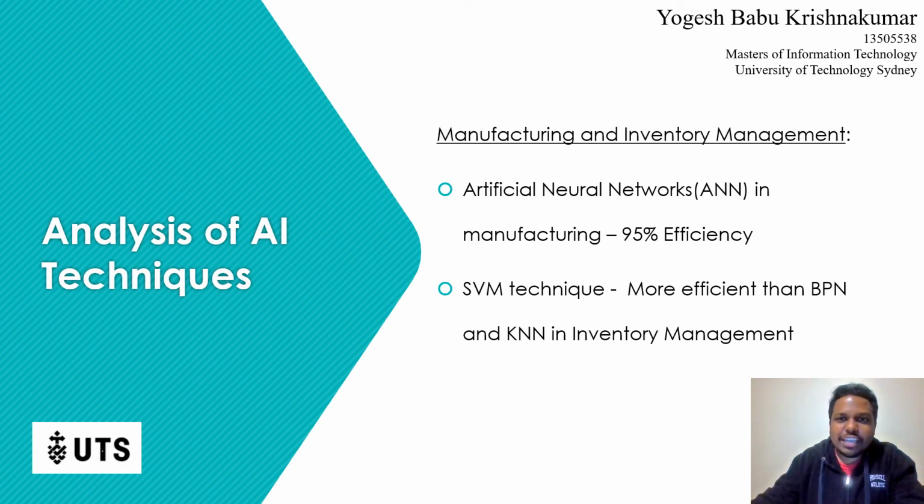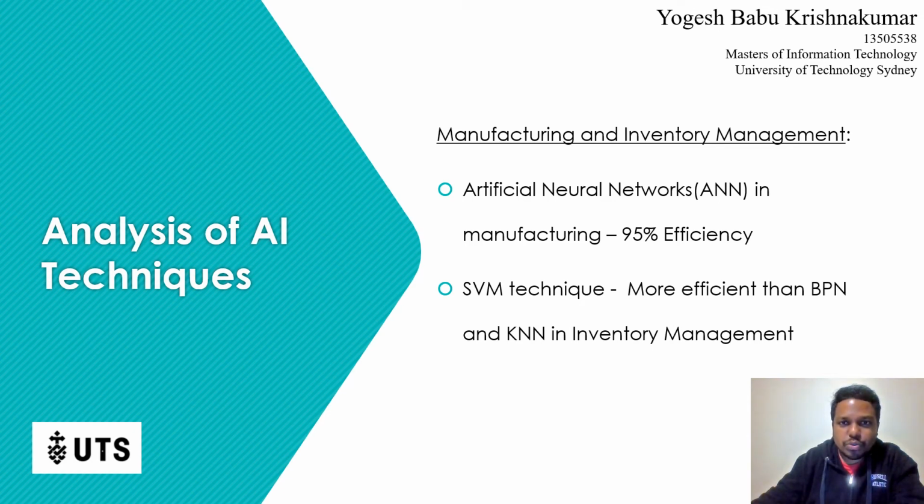In manufacturing, artificial neural networks have greater than 95% efficiency when compared to other techniques such as logistic regression, random forest, and support vector machines (SVMs). When it comes to the inventory management sector, some of the main machine learning techniques are backpropagation networks, SVMs, and KNN algorithms.